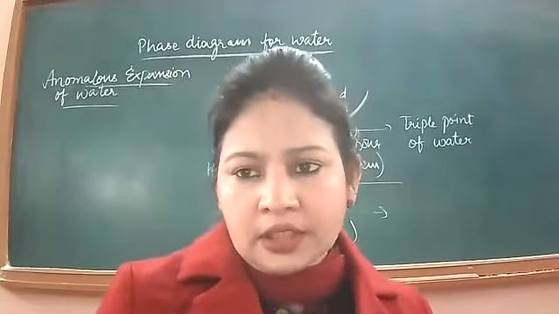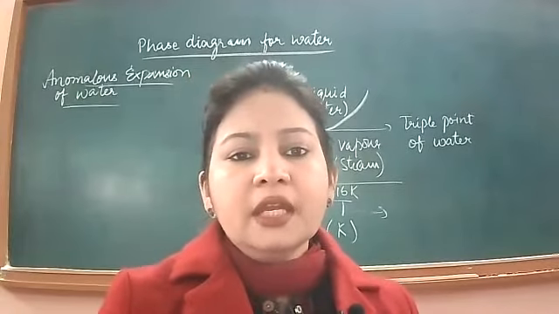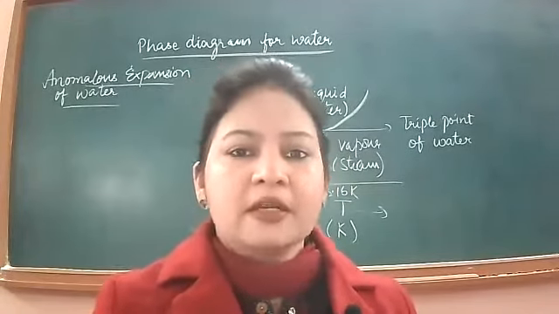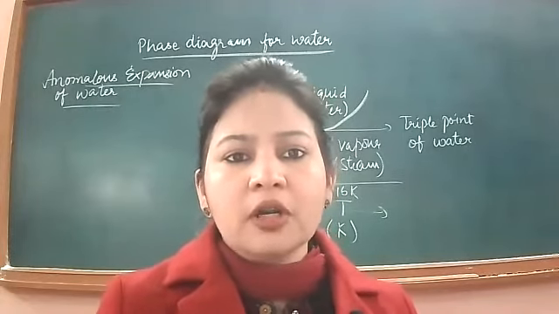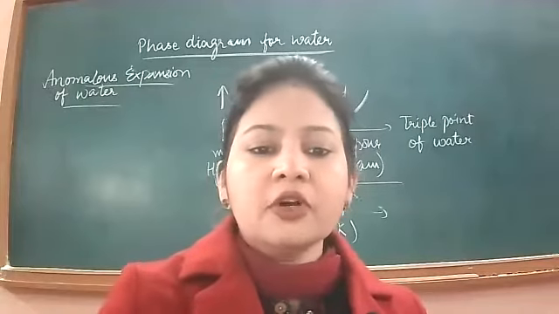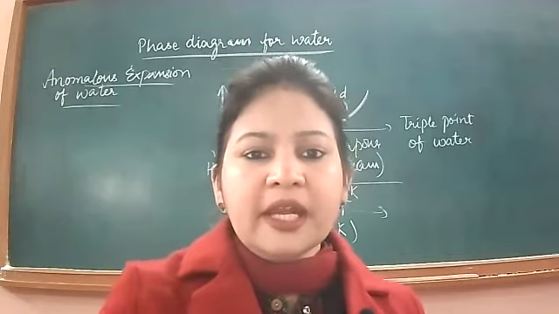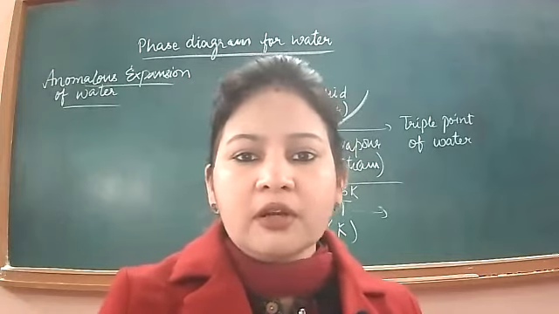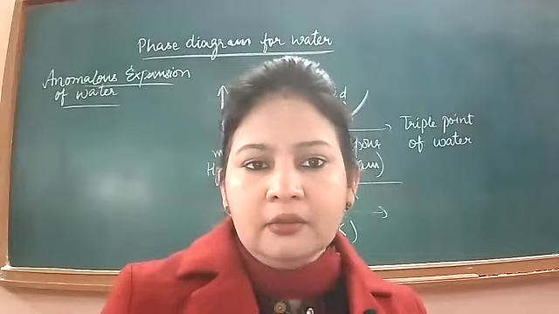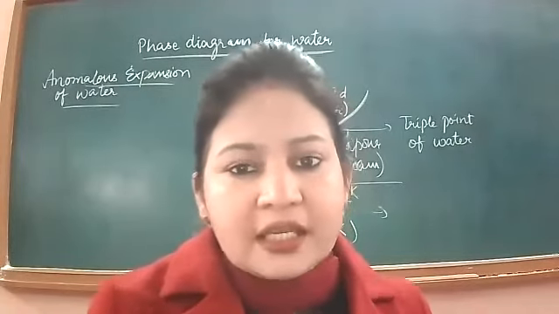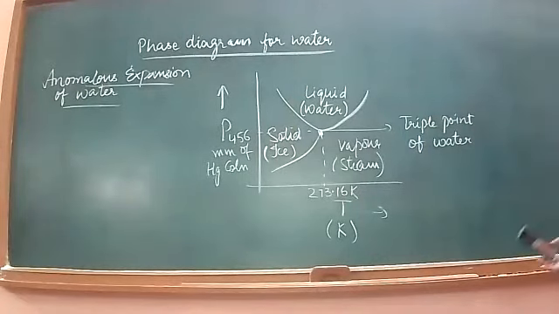On cooling water from 4 degrees Celsius to 0 degrees Celsius, in place of contracting, it expands. So this is called anomalous expansion of water. It should contract on cooling, but after 4 degrees Celsius, it expands on cooling. So this is something extraordinary. Otherwise, all the liquids and all the gases will contract on cooling and expand on heating. But after 4 degrees Celsius, this happens in the case of water.